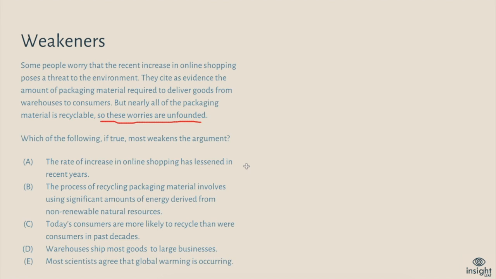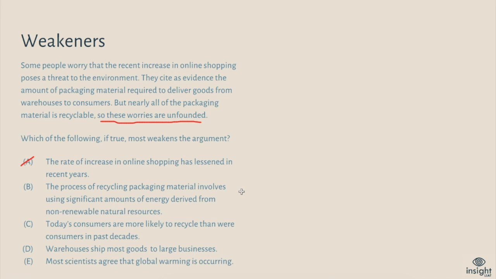Mostly irrelevant, honestly. Maybe a tiny bit of actual strength. Maybe we should worry less if people aren't going to be using as much packaging material. It's still increasing. This is no good. This is the wrong answer. B. The process of recycling packaging material involves using significant amounts of energy derived from non-renewable natural resources.